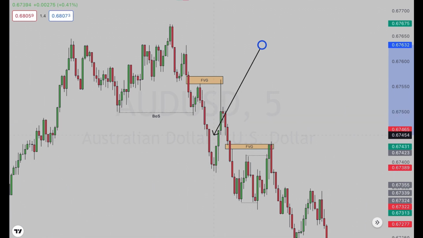This is a fair value gap, this is a fair value gap, and this is a fair value gap, this is a fair value gap. So we can find them all over the chart.